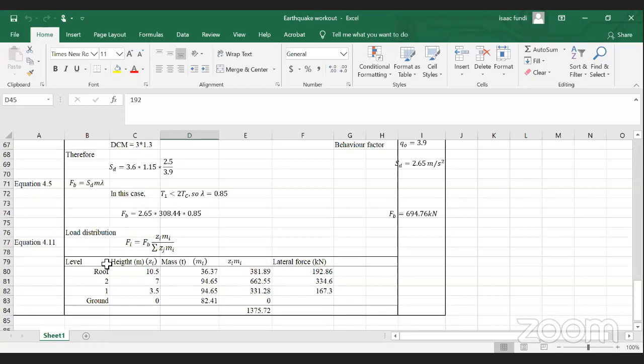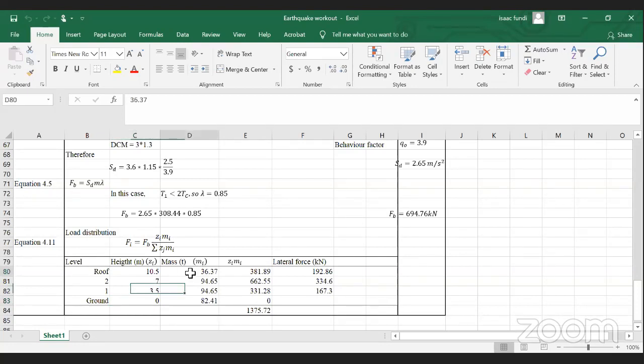Each level from the roof all the way to the ground. So I have the levels: the roof, second, first, and the ground. What is the height from the ground for the roof? It is 10.5 meters. Why 10.5? Because our structure has a 3.5 meter interval between the floors. So 3.5, 3.5, 3.5 gives us about 10.5. Then the second floor will be at 7 meters, the first floor at 3.5 meters, and the ground floor will be at the base point, which is zero.